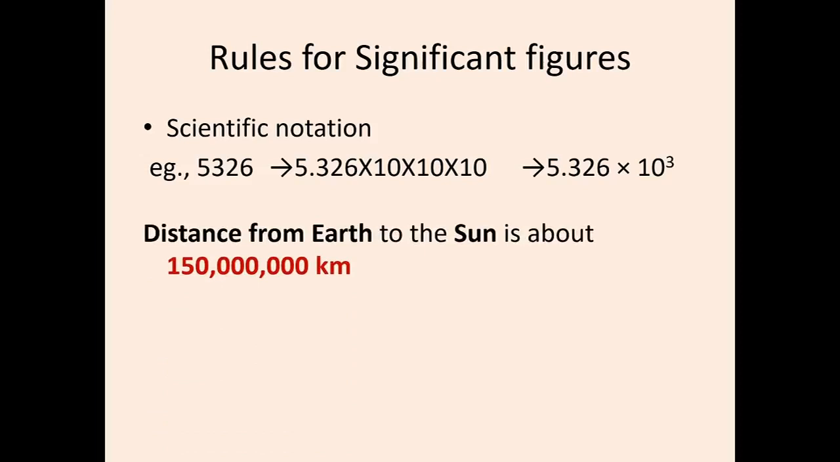Now consider the distance from the Earth to the Sun as 150 million kilometers, which, written in standard notation, could have anywhere between 2 to 9 significant figures. Scientific notation can indicate how many digits are significant. Writing 150 million kilometers as 1.5 into 10 raised to 8 indicates 2 significant figures, and writing it as 1.500 into 10 raised to 8 indicates 4 significant figures.